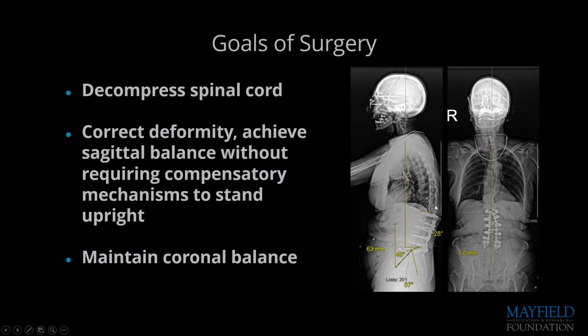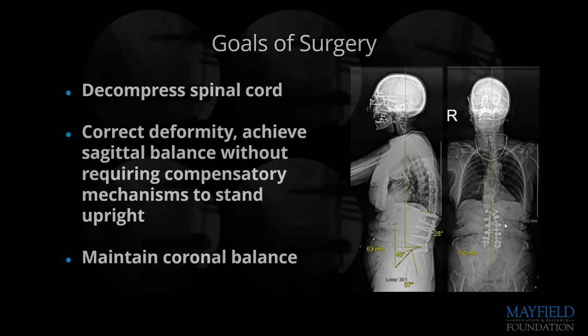So our goals of surgery, we're going to decompress that spinal cord up here at the top of the previous fusion. That's going to make it so that whenever she stands up, her legs don't go numb and feel like they're going to give out. And then that's not good enough. We need to correct this deformity so that she can be balanced without requiring all these compensatory mechanisms just to stand. And then obviously we want to make sure she doesn't go off to one side or the other. So we call that maintaining coronal balance, or that frontal view alignment.